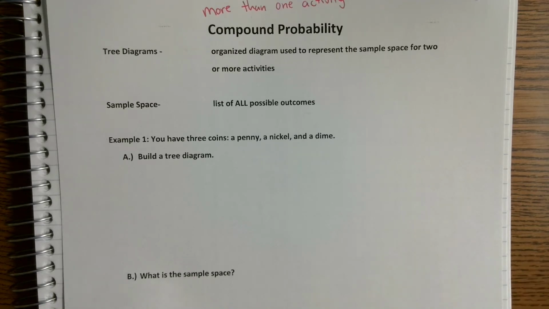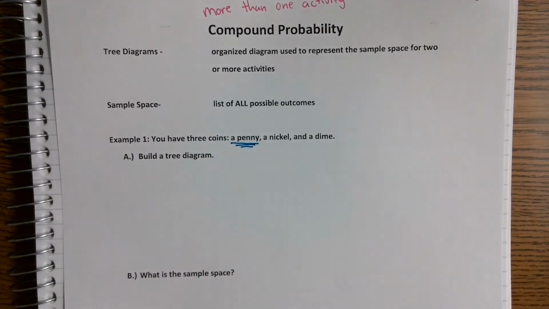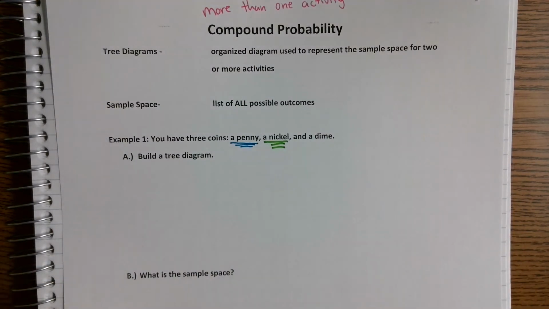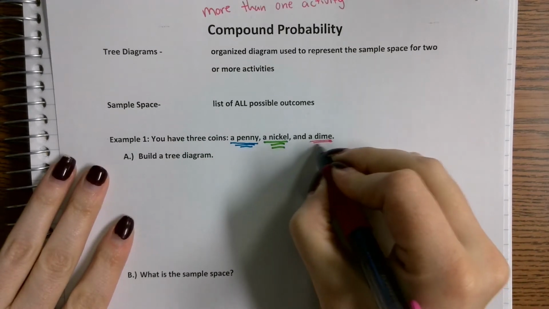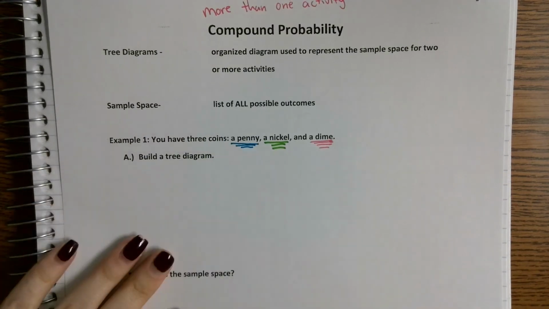So you're going to want some colors. The colors are going to be helpful for you to be able to distinguish between the different activities. So let's go ahead. We'll do penny with a blue. So I'm going to underline penny with blue. I'm going to underline my nickel with a green. And we'll do the dime with a pink. So the penny is the very first activity. That's the first thing that I'm going to flip.